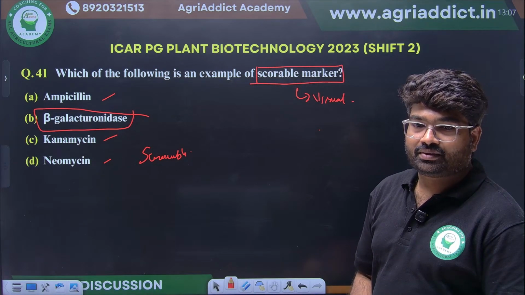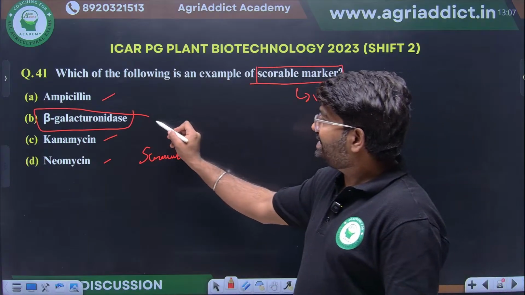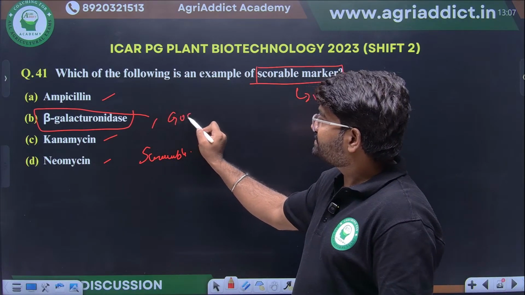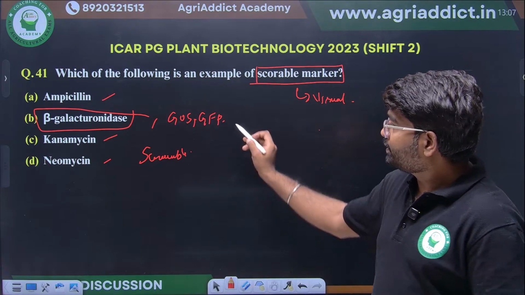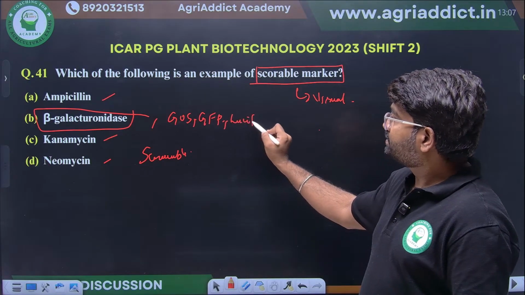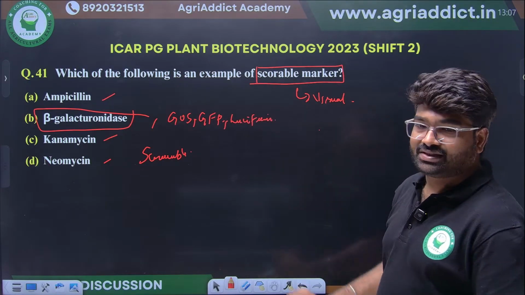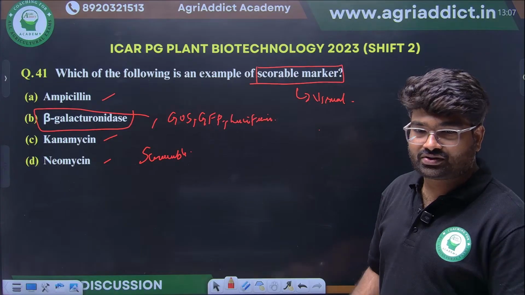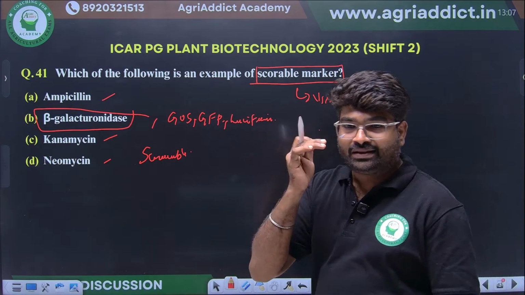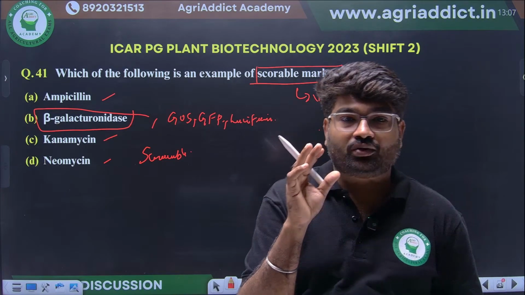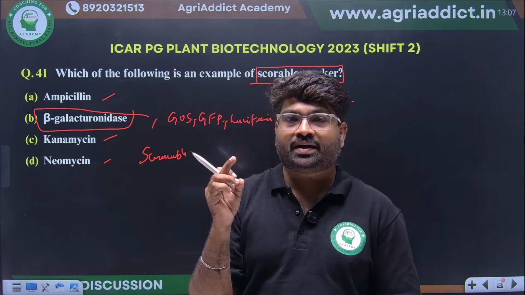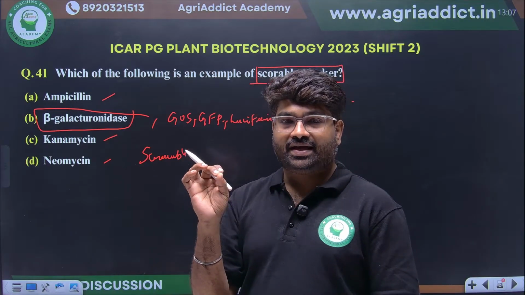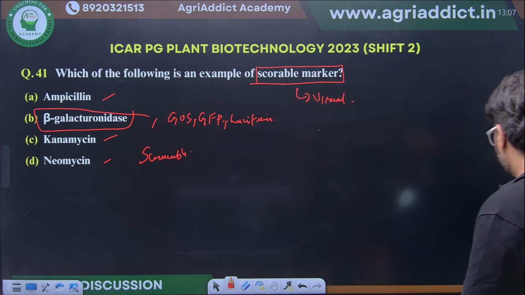Yes, beta galactosidase. Other examples are GUS, green fluorescent protein, and luciferase. These are some of the examples. From markers, surely they will ask one question: what are the examples of scorable markers, screenable markers, reporter genes? From that you will surely get one question.